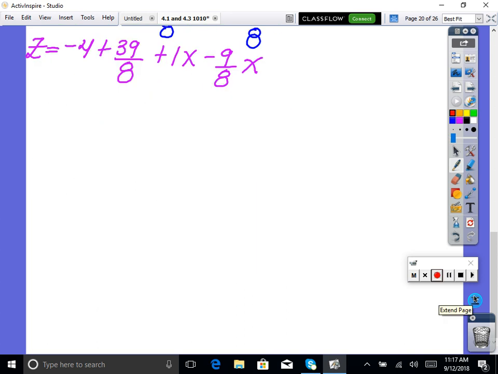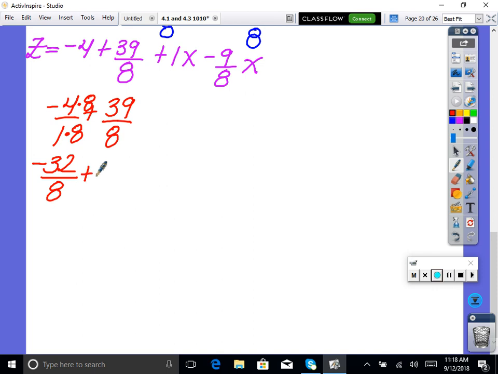So we have negative 4 over 1 plus 39 over 8. Is everyone watching very carefully? I need a common denominator. So I'm going to multiply by 8 over 8. So that becomes negative 32 over 8 plus 39 over 8, which is, yep, and we don't add the bottoms, right? We get a common denominator so we can add the numerator. So that's 7 over 8. Not that bad, guys.